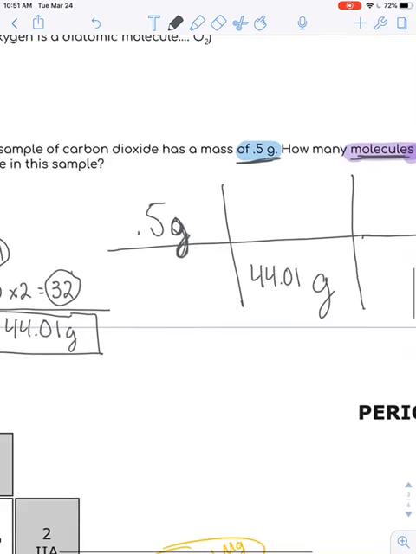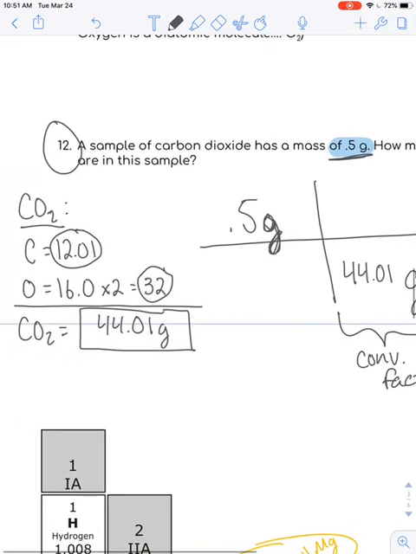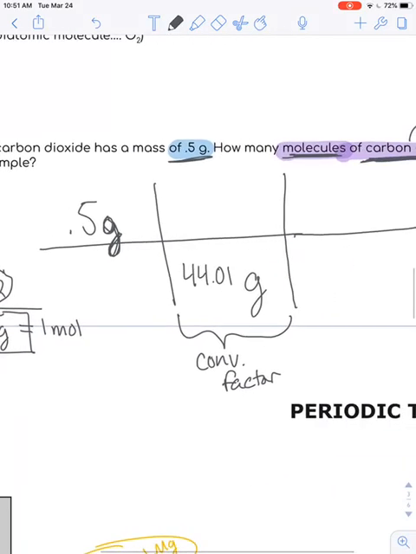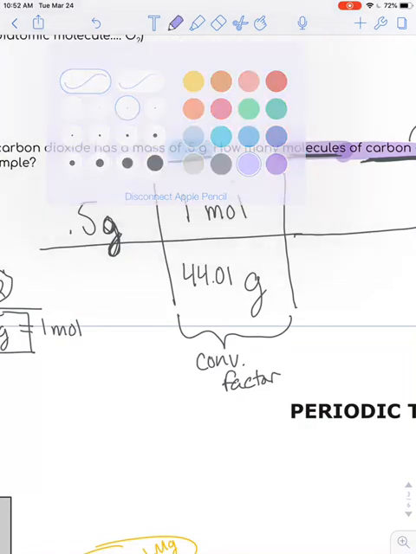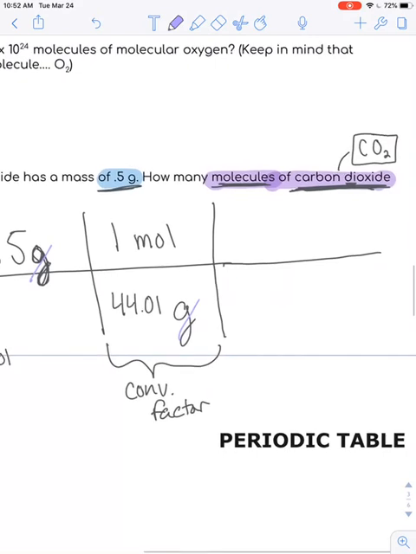So what's going to go on the top here? Well, remember, this is still a conversion factor. This step of the chart is a conversion factor. What we just calculated tells us that there are 44.01 grams in 1 mole of CO2. That's what that number is telling us, so that's why 1 mole is going to go on the top. Now you can see that our grams cancel out, which is exactly what we want.